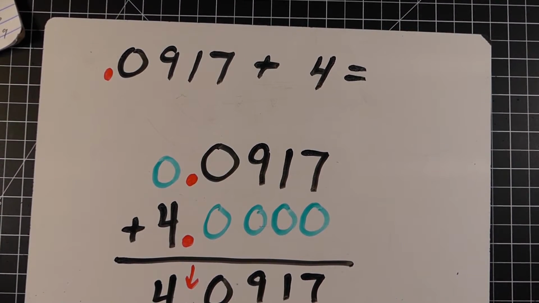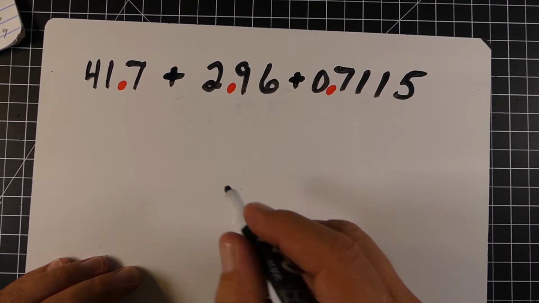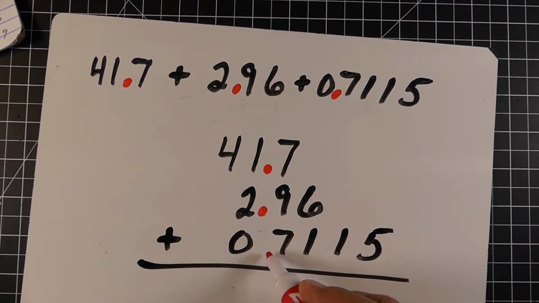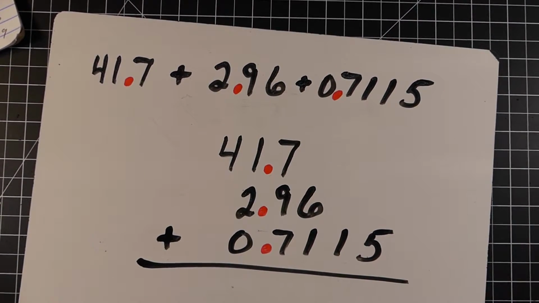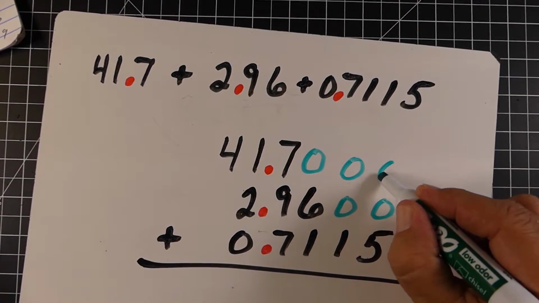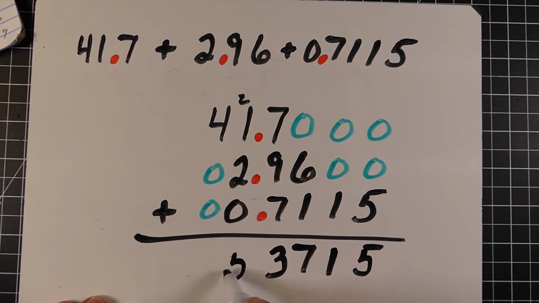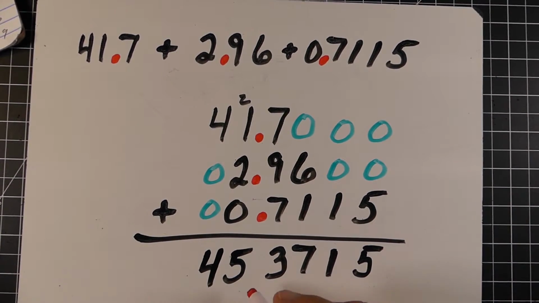All right, another example. This is one where we're adding actually three different items, but it's still the same. We're going to line the decimals up, throw some zeros in there if you want to. I never put them in the front, but you can. Then just go ahead and add like normal. Just bring the decimal straight down.